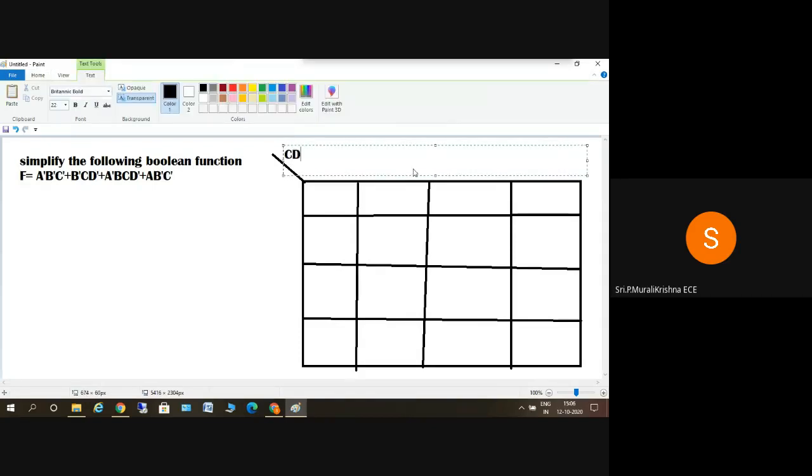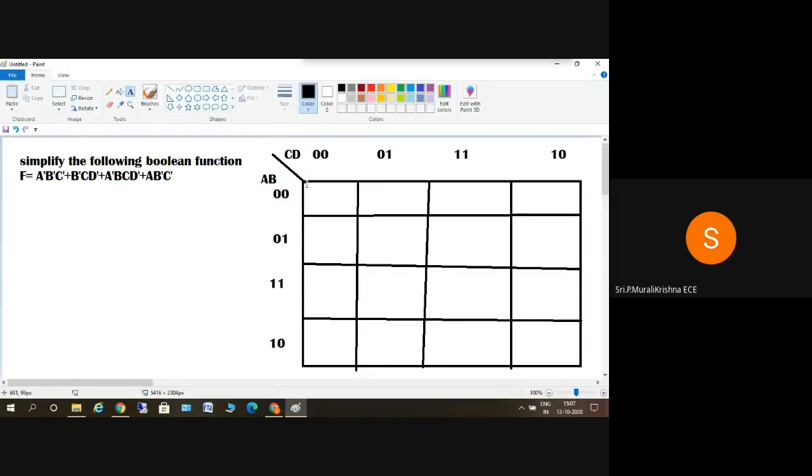So this is CD: 00, 01. This is AB: 00, 01, 11, 10. Okay, and you know the min terms, right? But even though, write them.